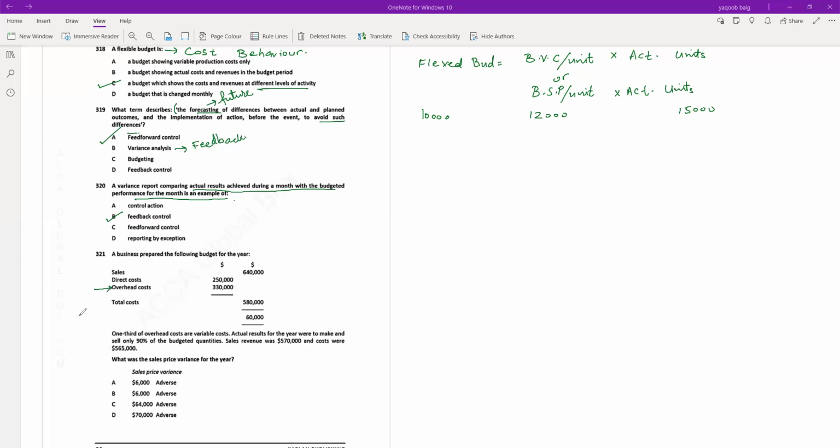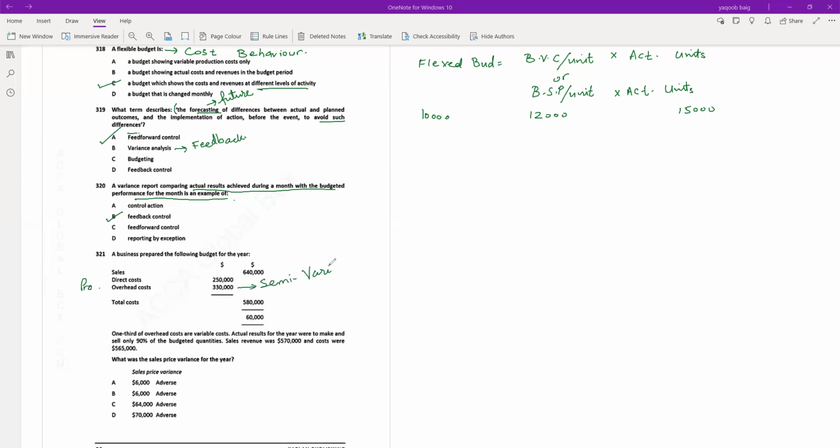So it is overhead cost. Nothing is mentioned over here like variable overheads or fixed overheads. When it is not mentioned whether it is variable overheads or fixed overheads, then we will say that these are only the production overheads. So production overheads is what?